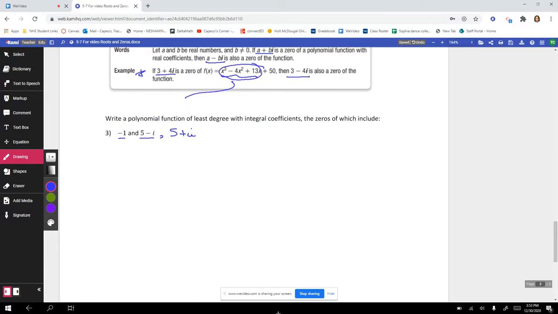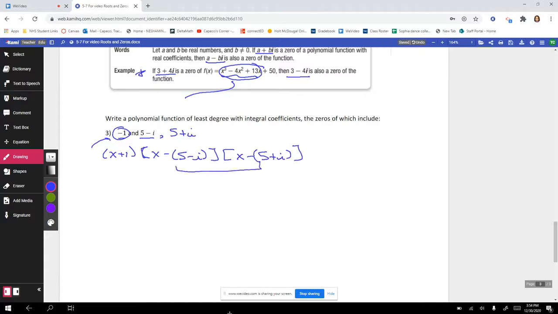So if these are solutions or zeros, then this first one's going to be the opposite sign, right? x plus 1. Because remember, if we set that equal to 0, then x plus 1 would equal 0, so x would equal -1, which is what we have there. That's why we use the opposite sign, x plus 1. Now, with the imaginary numbers, it gets a little bit tricky. So I'm going to have x minus, and then we can even make this a bracket, in parentheses 5 minus i. And then we're going to do the same thing over here, x minus 5 plus i, parentheses and a bracket.